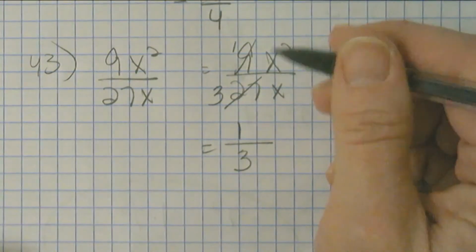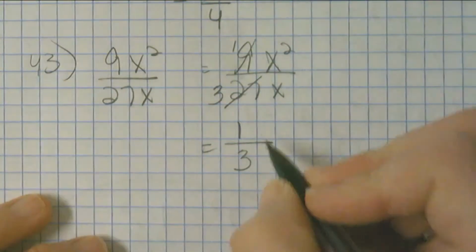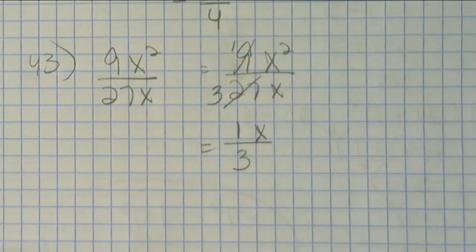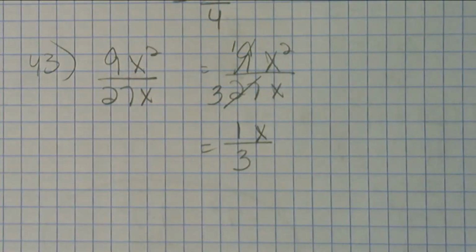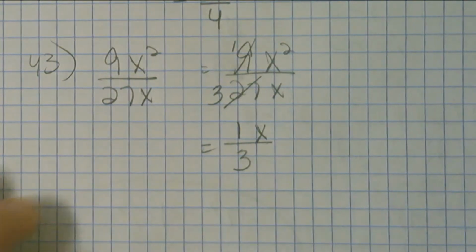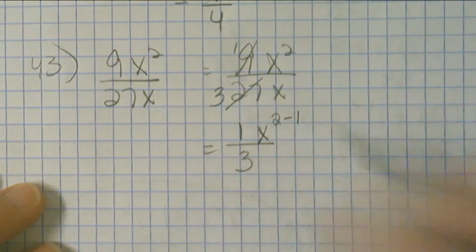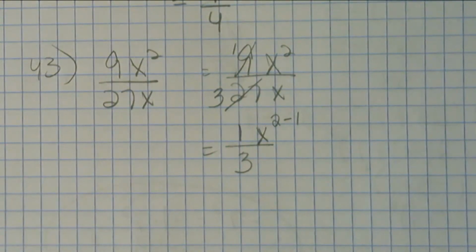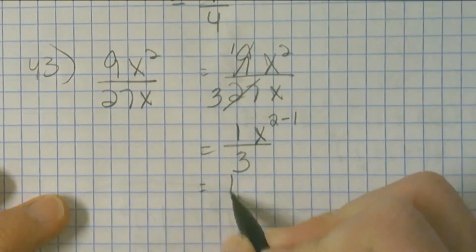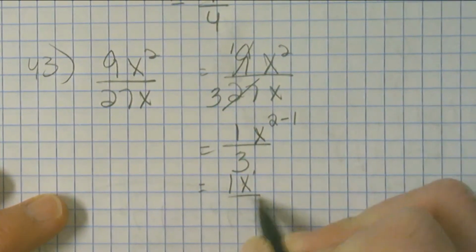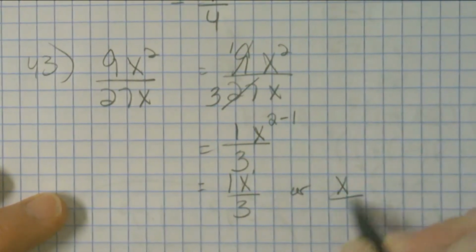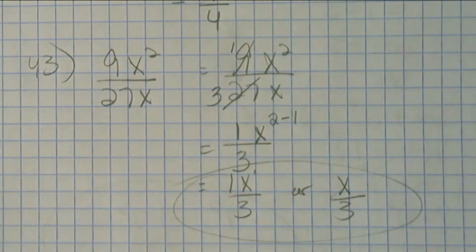So I'm dividing two numbers with the same base. I keep one of my bases in the numerator. What do I do with my exponents? Mateo? What am I subtracting? Tell me exactly what I'm doing. Excellent. 2 minus 1. Your numerator exponent minus your denominator exponent. So I end up with 1 x to the first over 3, or just x over 3. I'll take either one of those.